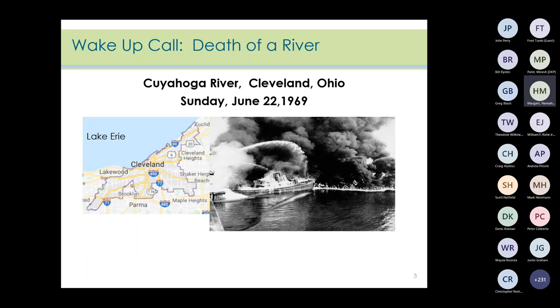Now let's fast forward about 20 years later to Cleveland, Ohio. The Cuyahoga River runs north through the heart of Cleveland towards Lake Erie and was a historical shipping route. At the time, Cleveland was emerging as a major center for manufacturing, and because of this, the river became heavily affected by industrial pollution to the point that it was covered with oil and debris.